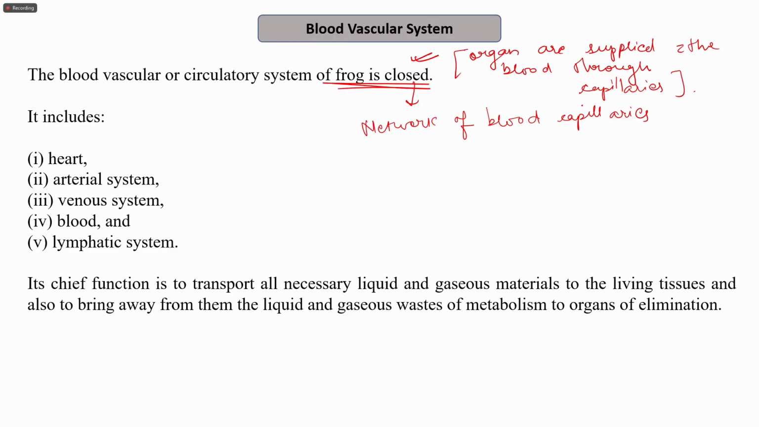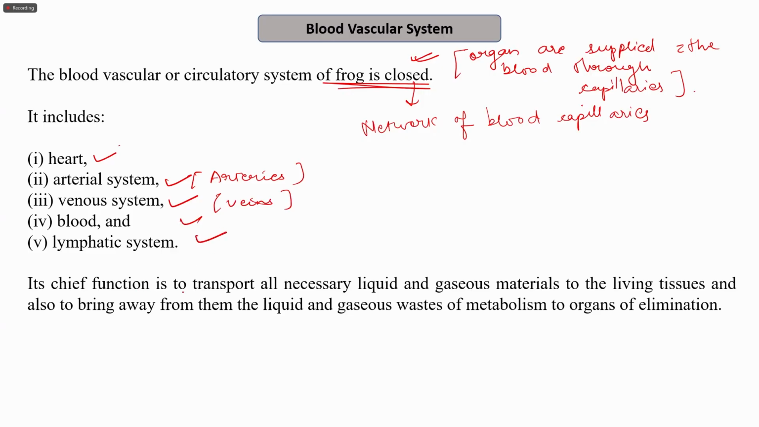Unlike the cockroach, where there is an open circulatory system and the organs directly bathe in the blood, here the circulatory system is closed and the organs are supplied the blood through the blood capillaries. The different organs that are part of the blood vascular system are the heart, the arterial system, and the venous system that consists of arteries, veins, blood, and the lymphatic system.